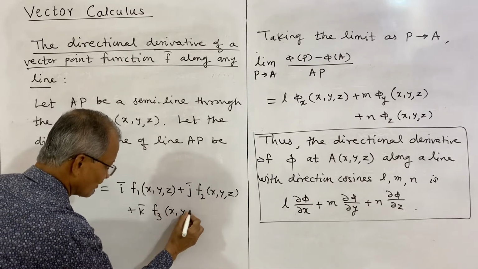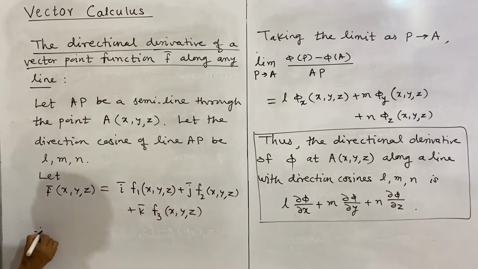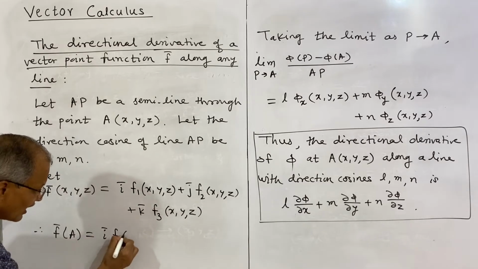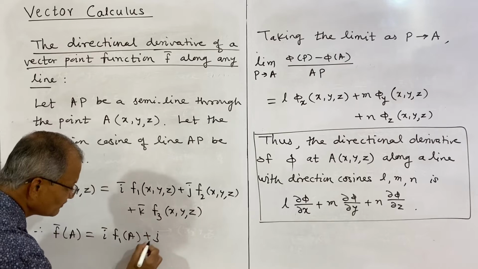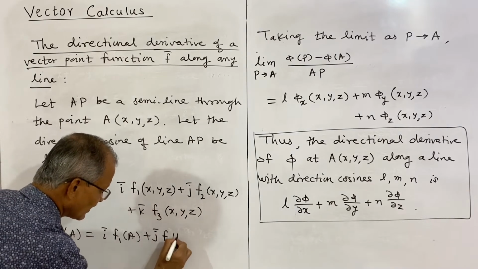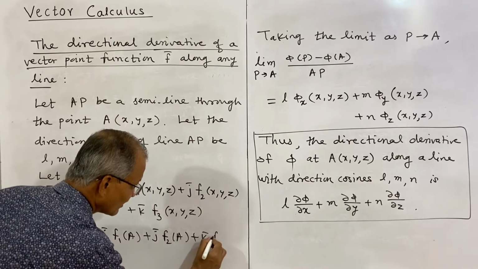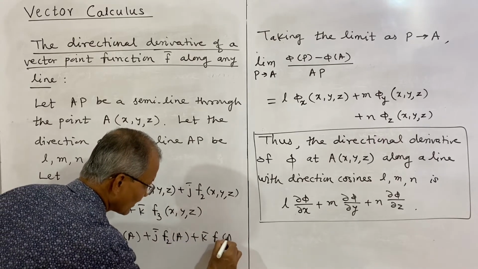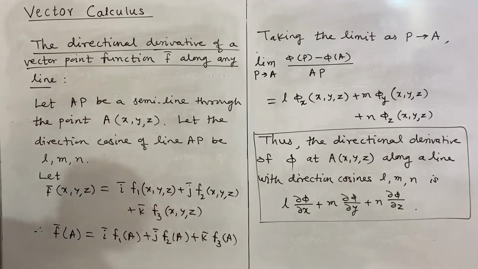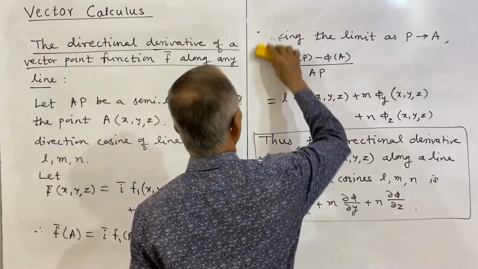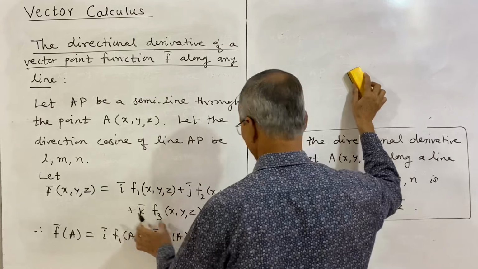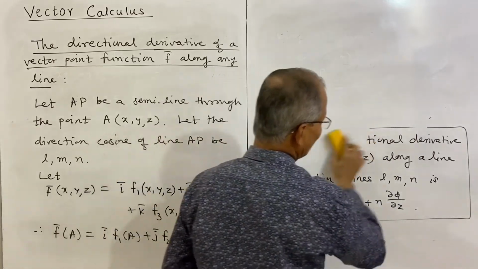Three components we have written, and therefore what will be f bar at A? F bar at A will be i f1 at A plus j f2 at A plus k f3 at A. So this will be the expression. A is the point (x, y, z). Every vector has components i, j, k along the x, y, z axes, and that vector is expressed in this form. Three components that we have written.